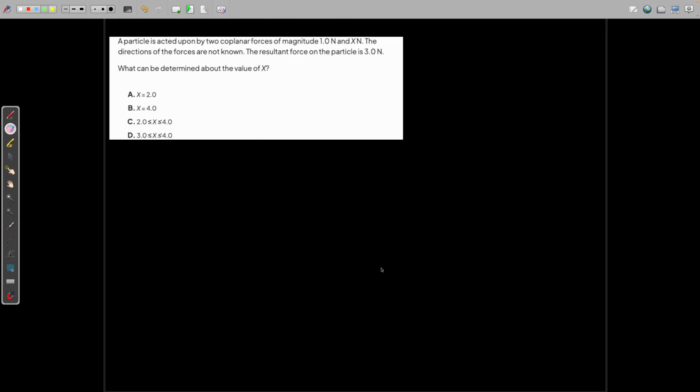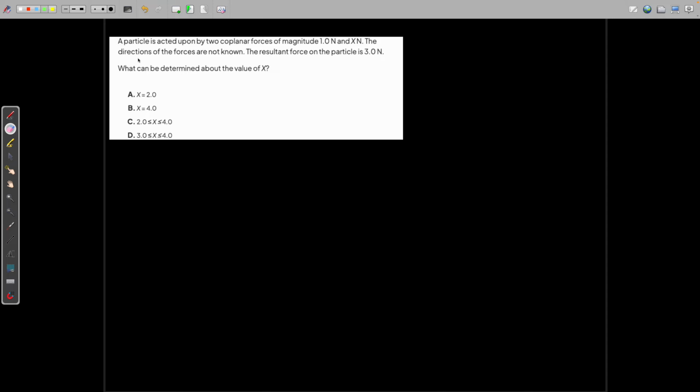This is question 6 from the mini test 2 part 1. So you've got a particle acted on by two coplanar forces, one of magnitude 1 Newton and the other of magnitude x newtons, unknown. The directions of the forces are not known, but you know that the resultant on the particle is 3 newtons. So you want to know the range of values that x could possibly be.